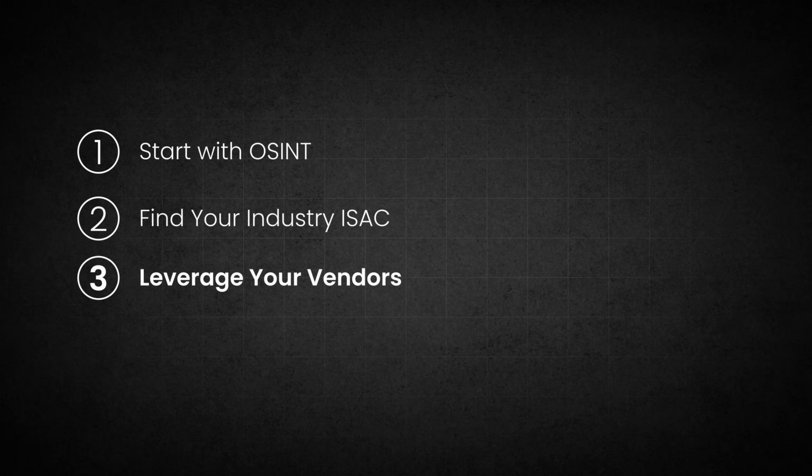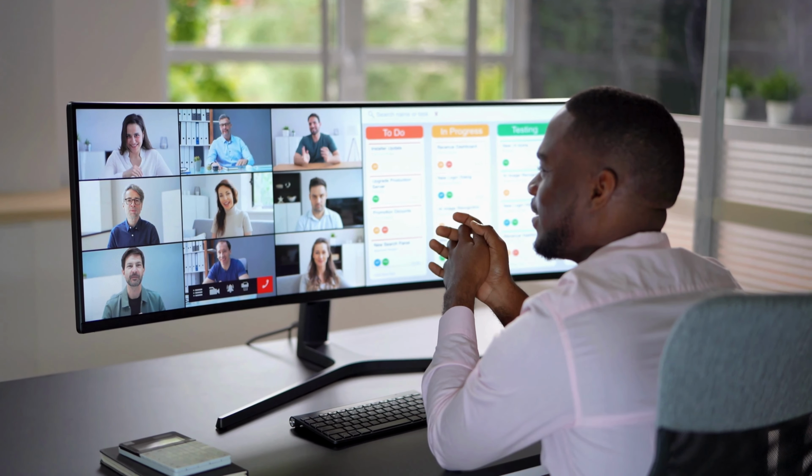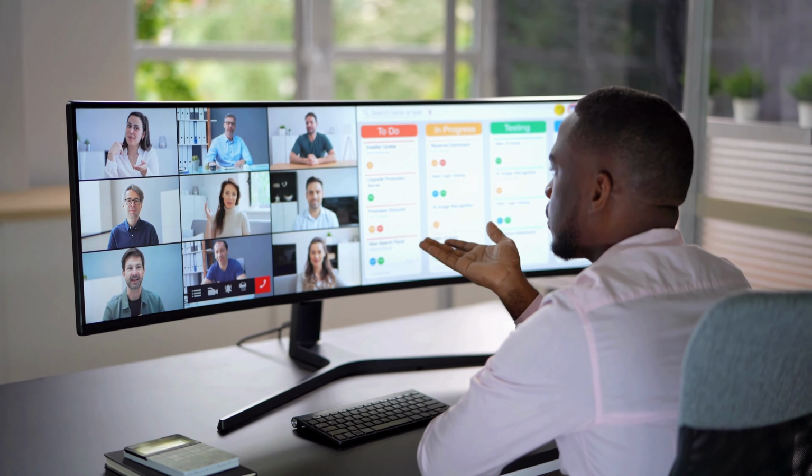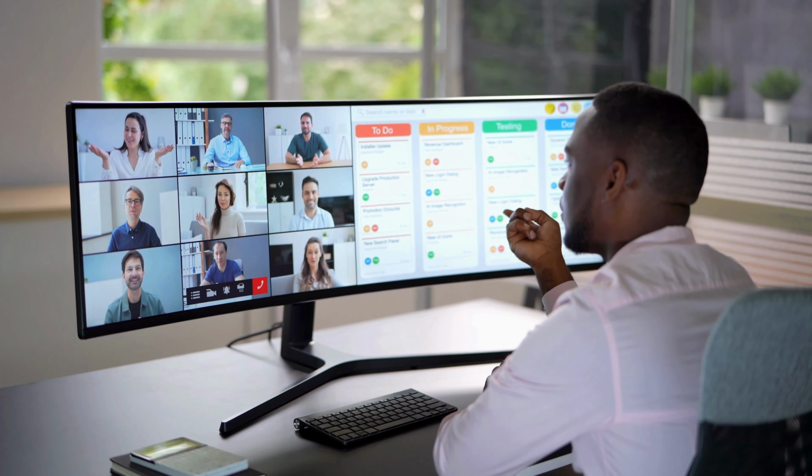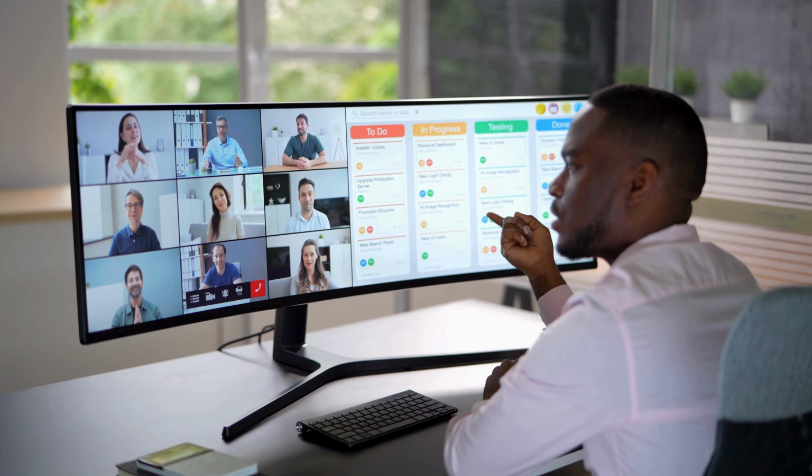That brings us to step 3, leverage your cybersecurity vendors. You're probably already paying for their security products and services, so make sure you're extracting every ounce of value from that relationship. Get engaged, actively participate in their webinars, read their threat intelligence reports, and join their community forums. This is a direct line to their experts and a great way to learn from other customers.